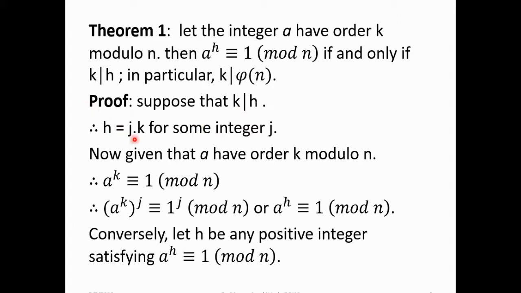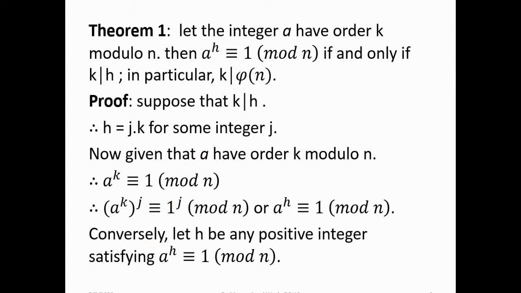So therefore h is equal to k into j for some integer j. Now given that a has order k modulo n, by definition a to the power k is congruent to 1 modulo n. Now take power j on both sides, then a to the power k, power j is congruent to 1 to the power j mod n. So a to the power kj, and kj is h, so a to the power h is congruent to 1 mod n. See, so we get this result.